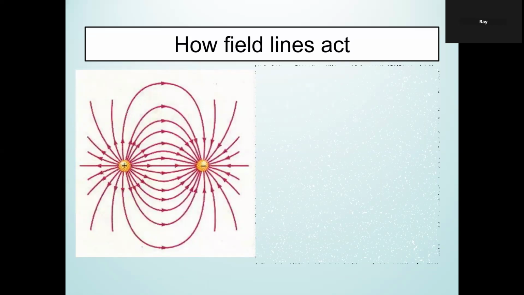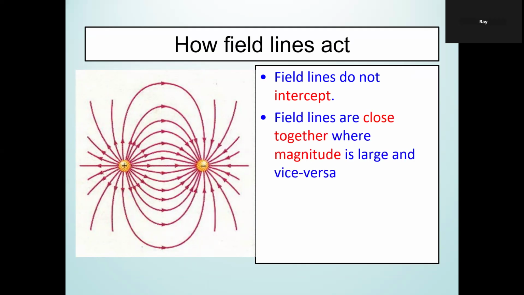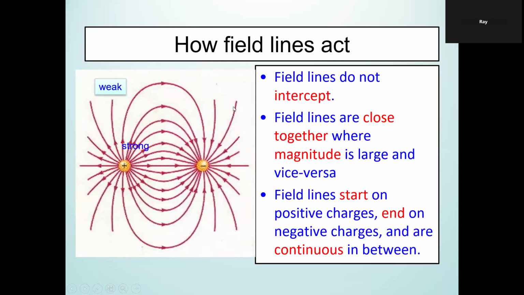How do field lines act? Field lines do not intersect; they don't cut each other. Field lines are close together when the magnitude is large and vice versa. So where field lines are closer, it is a stronger field, and further away, a weaker field. Field lines start on the positive charge and end on a negative charge. They are continuous in between, a continuous line with no break in between.